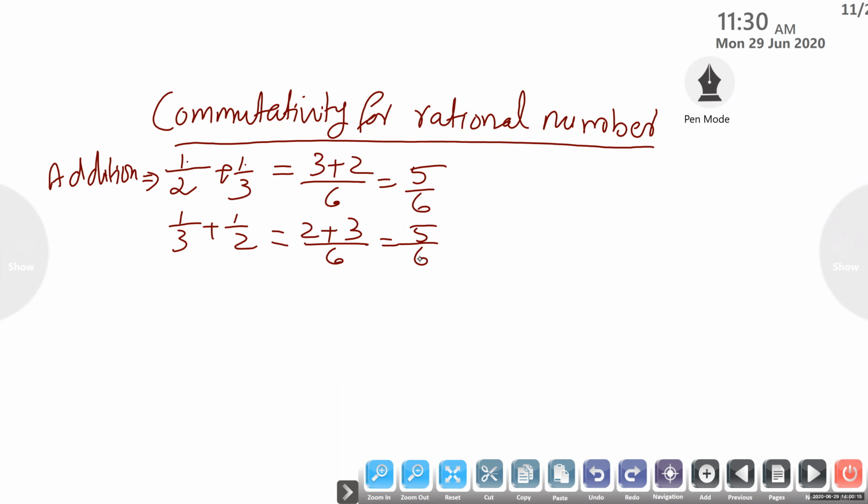So what can we say, for rational numbers, addition is? Commutative. Addition is commutative. Now we will check subtraction.